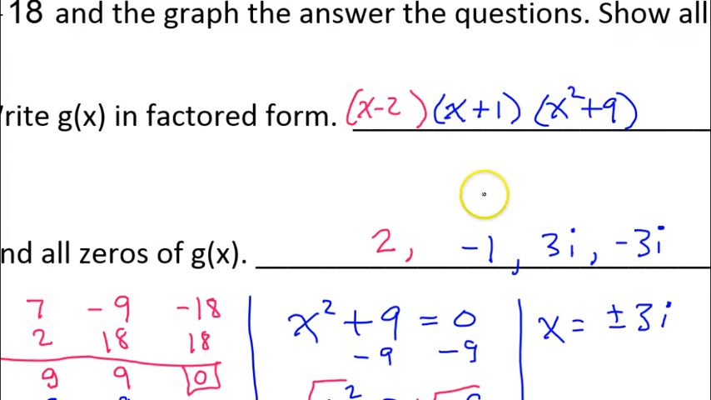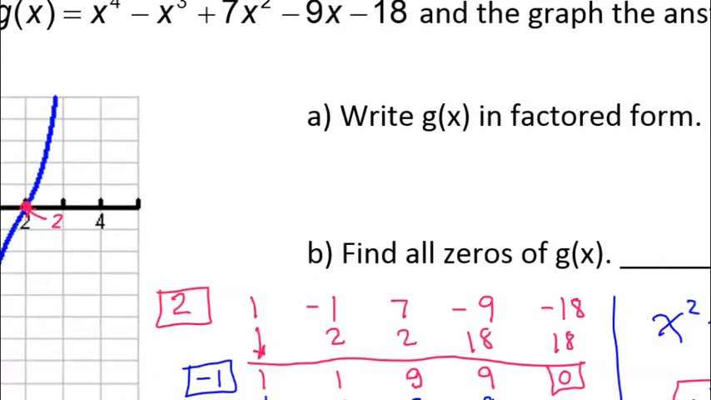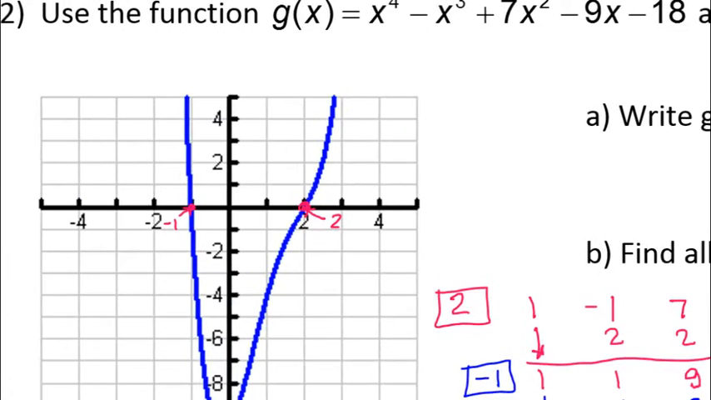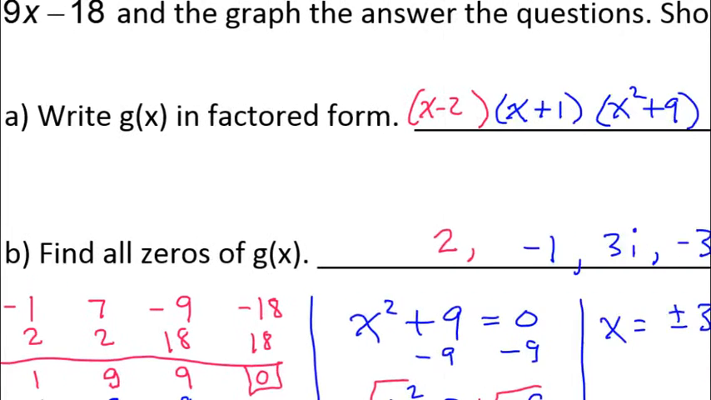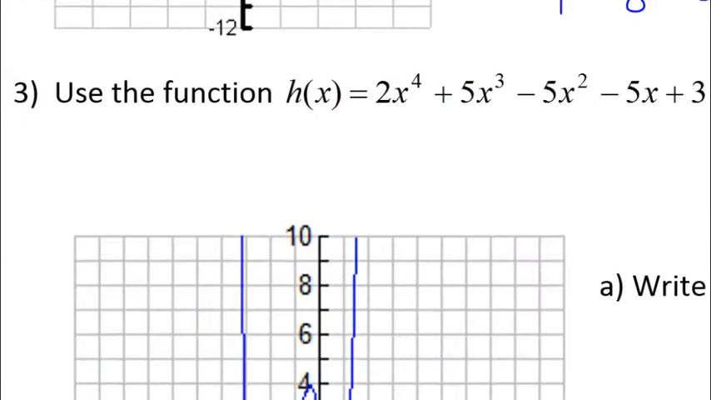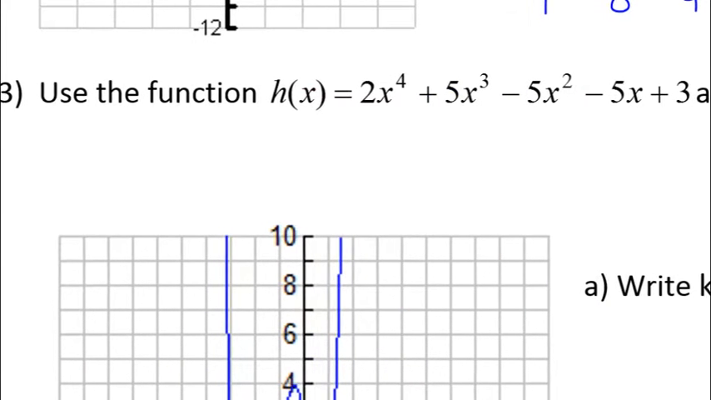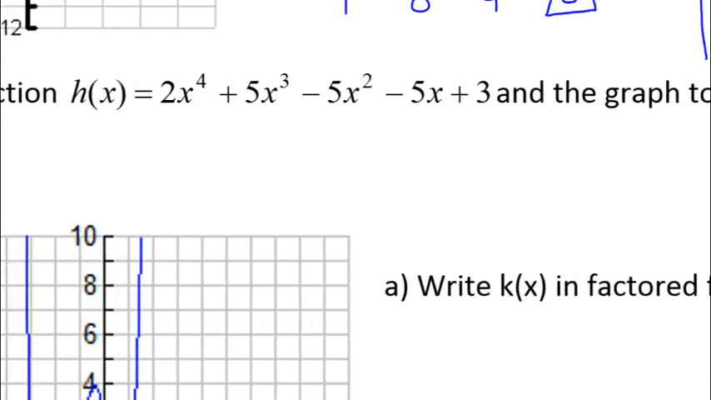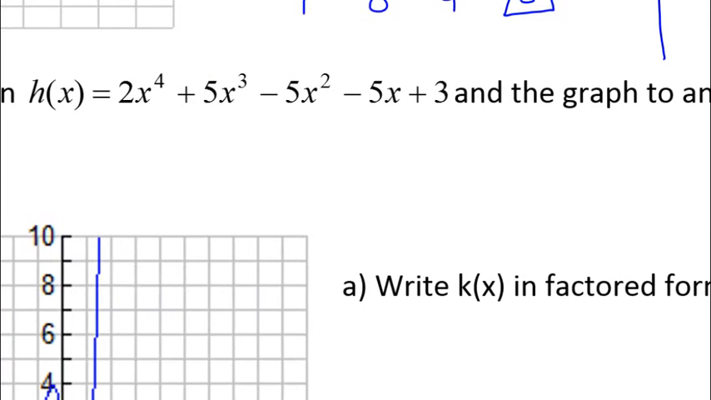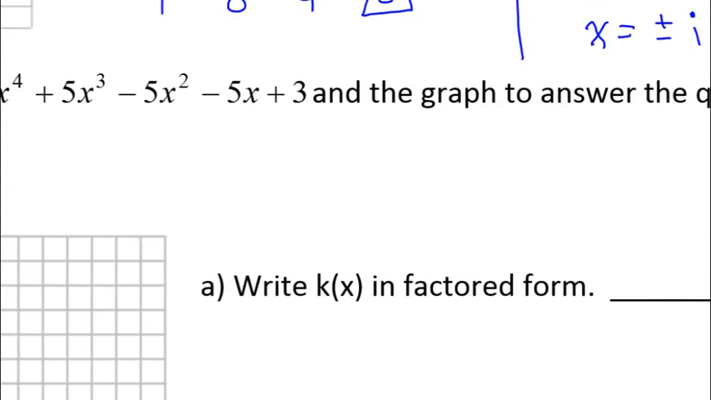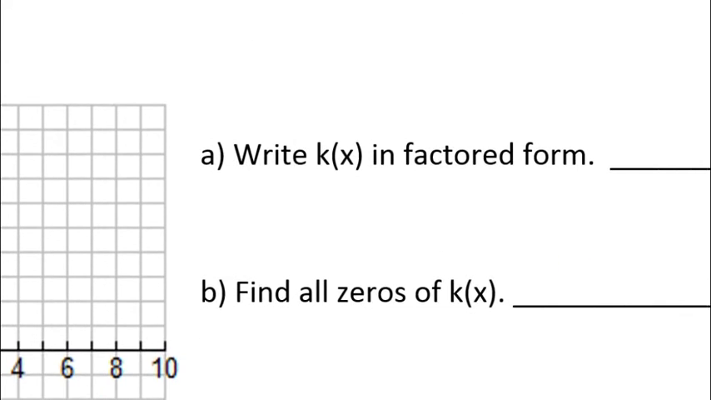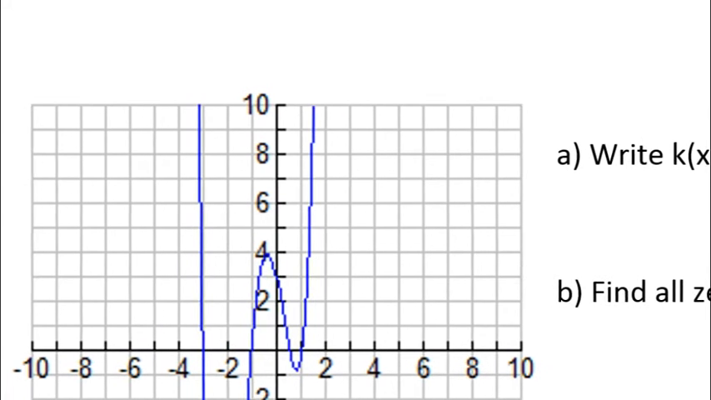Okay, and this is factored form. So that's it. This is the complete answer for problem number 2. All right, now problem number 3 is practically the same thing as problem number 2. I'm going to take this function and factor it, and I'm going to write all the zeros. But I'm going to use the graph.